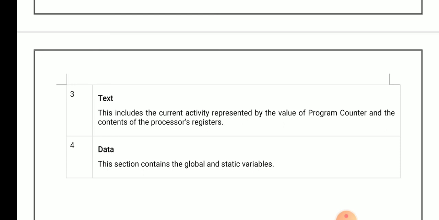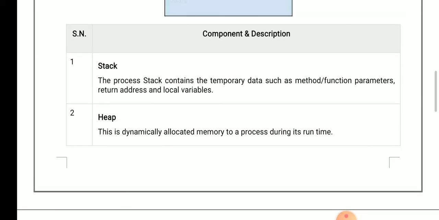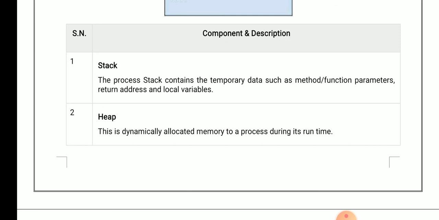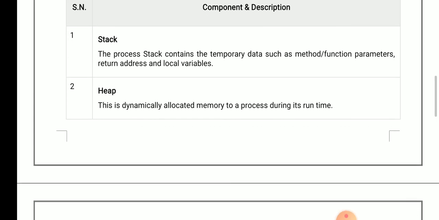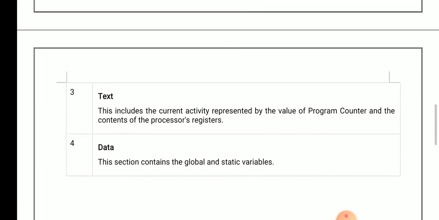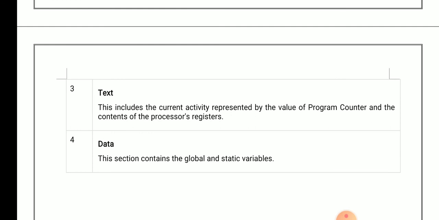So today we are covering basically four sections of a process. Our first section is stack for temporary data, second section is heap for dynamic memory allocation, third section is text for storing the values, and the fourth section is data, which is used for global and static variables.